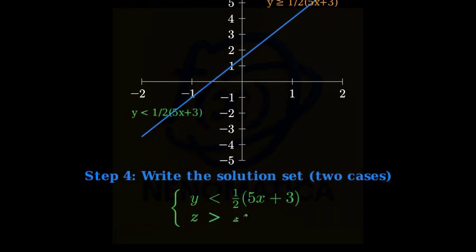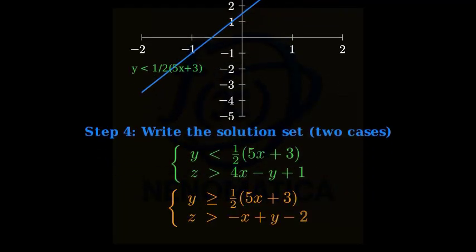Case 1. For y less than 1/2 times parentheses 5x plus 3, the stricter lower bound is z greater than 4x minus y plus 1. Case 2. For y greater than or equal to 1/2 times parentheses 5x plus 3, the stricter lower bound is z greater than negative x plus y minus 2.